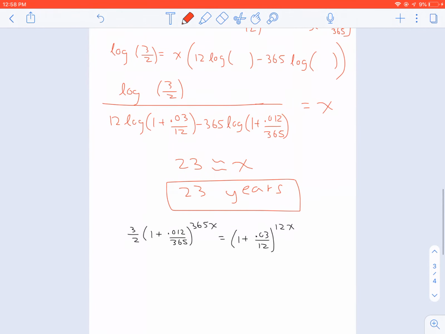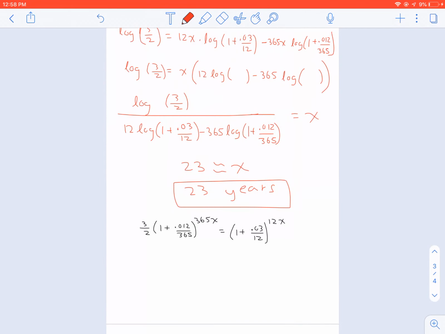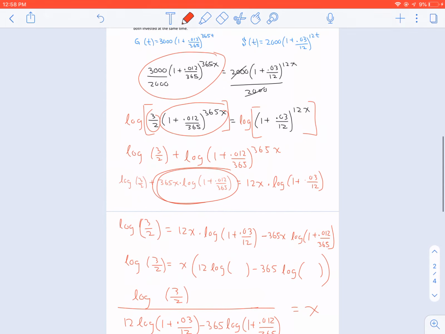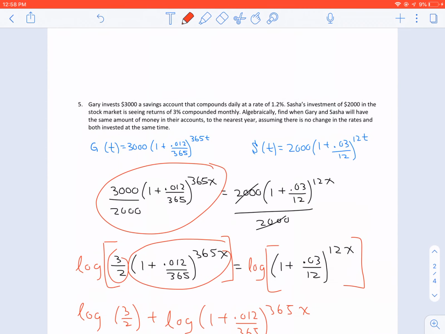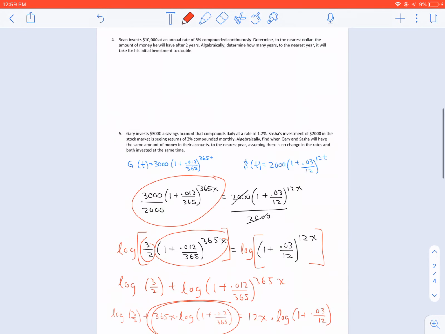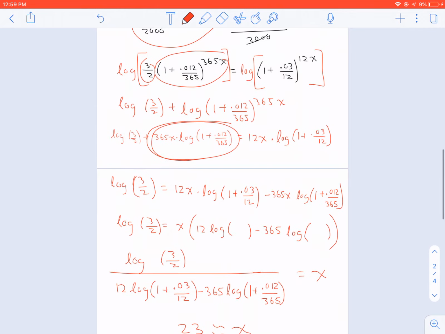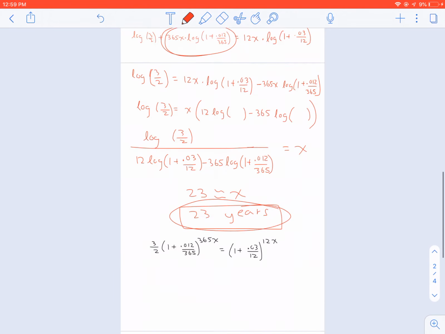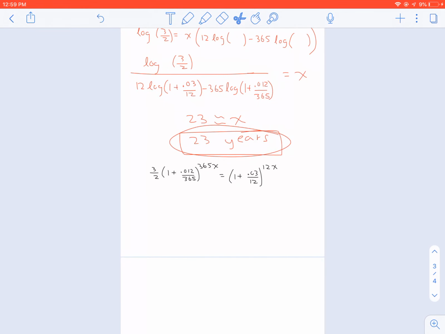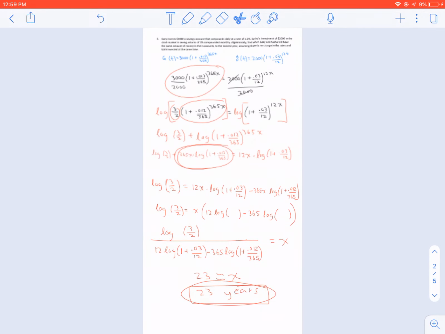So you can confirm this graphically. It's way easier graphically. Just graph that equation, find a point of intersection. Right? So this is the number of years. If you plug in the 23, you would get the amount of money they actually both have in their accounts. All right. So that was one way of solving that equation. And it's the route most people try to do, taking the log of both sides.